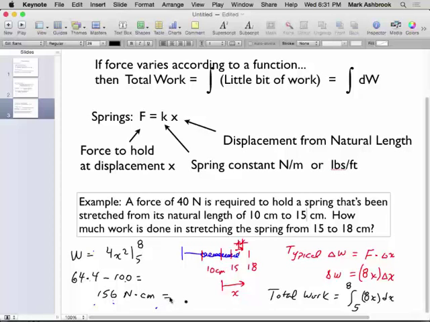So here would be a good time to change it to newtons times meters. How many meters is 156? 1.56 newton meters. And a newton meter is the same thing as a joule. So 1.56 joules.